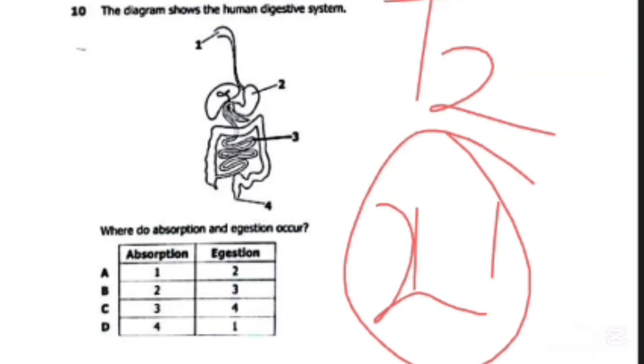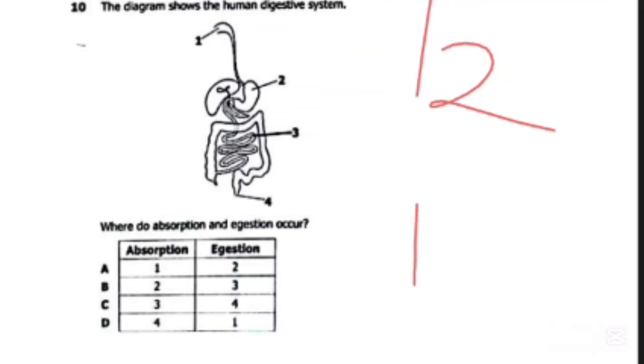So now moving on to question 10. The diagram shows the human digestive system. Where do absorption and ingestion occur? So absorption, what is absorption? Absorption is the process where your body absorbs nutrients into the blood. So now where does absorption occur?